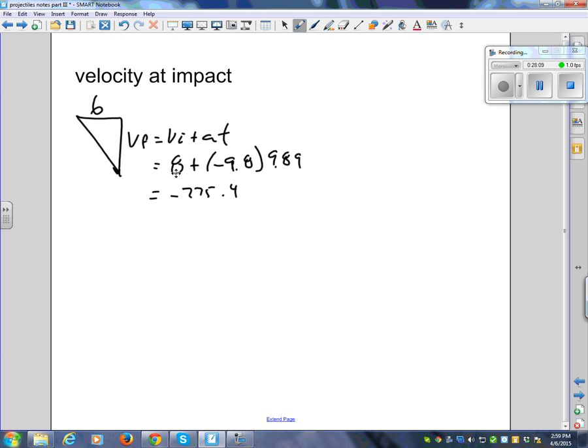Because I used positive 8, that's the initial velocity at the start of the entire trip, and the entire trip takes 9.89. So this is saying, give me the final velocity when I launch it straight up at 8, and it's accelerating at minus 9.8 for 9.89 seconds. So this becomes a large negative number, right? And then this is the positive 8. So it's 8 up, but it goes down to 0, and then it comes back down. So yes, that is correct.